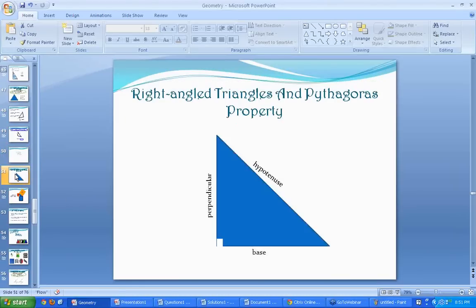Moving ahead, now we move to right angle triangle. Right angle triangle and Pythagoras property are important because lots of questions come. You know that the biggest side of a right angle triangle is called the hypotenuse. There will be one base and one perpendicular. It depends on how you look at the triangle. Base and perpendicular can always be interchanged, but the hypotenuse will be fixed.